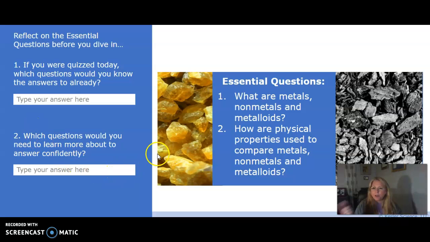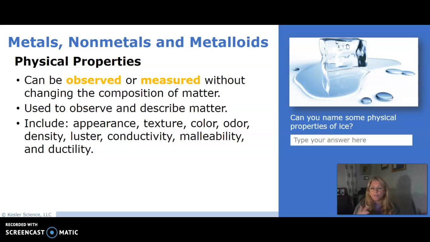All right, ladies and gentlemen, we're going to go on to the next slide now that you've answered those 2 questions. Okay. So here you're going to start filling in your notes. These physical properties in general are things that can be observed or measured, and those are some of the words that you need to fill in on your paper or on your slide. And they don't change the composition of matter. That means that they're not going to make a new substance, much like a chemical change would.